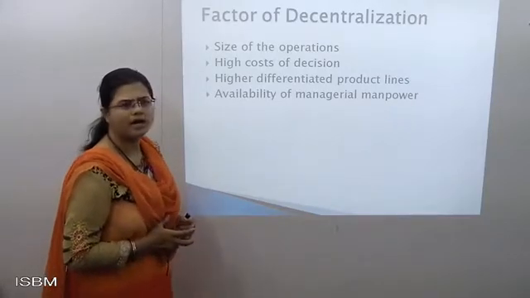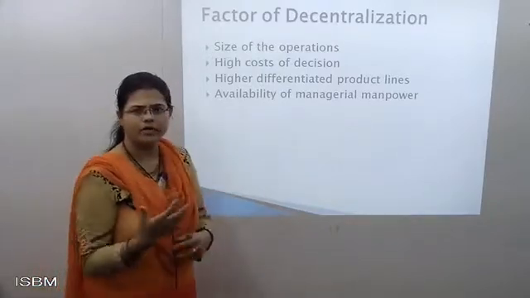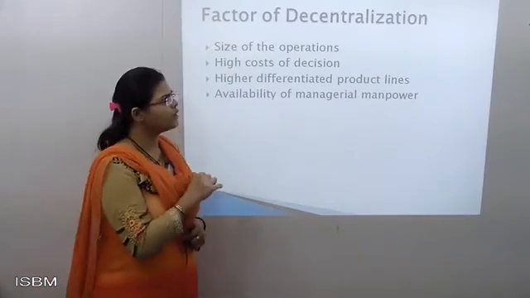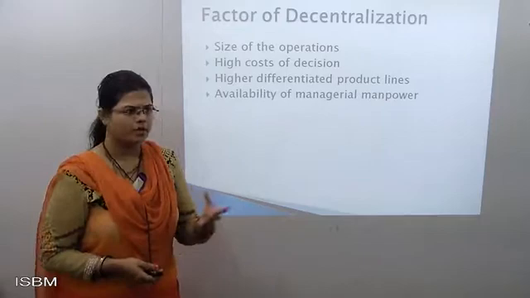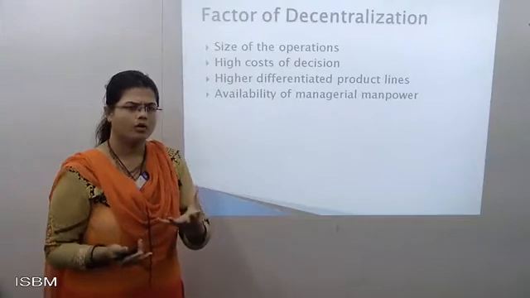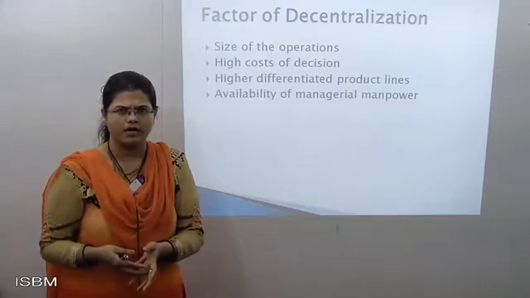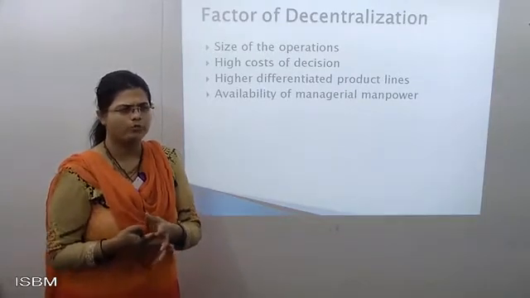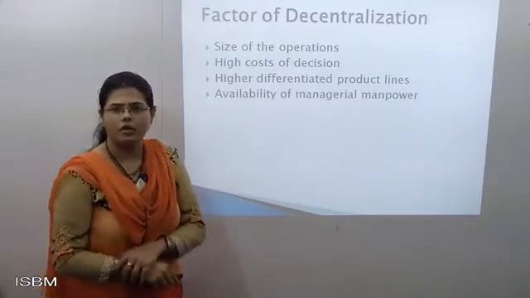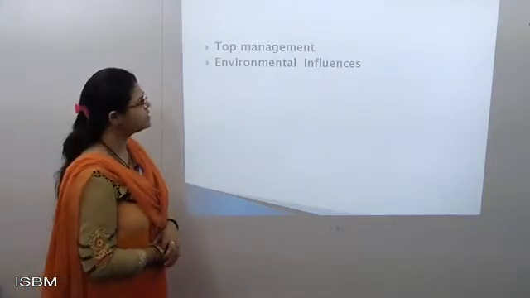Higher differentiated product line: different products are there, and with different products the line segments and interactions will be different. Availability of managerial manpower: when you move into this part, you usually require more manpower, because authorities and responsibilities have been given to someone else. At that time you require more people, because without people you cannot perform any kind of duties. Without resources you cannot run any part of industry. So for each and every organizing sector you require managerial manpower. Top management is important.